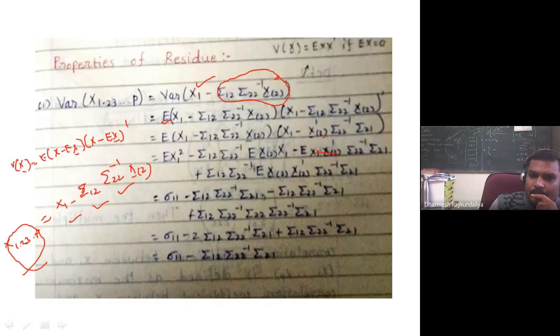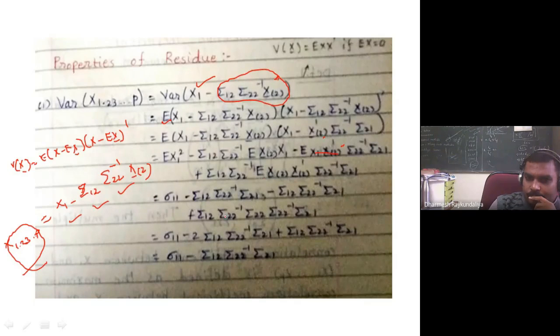And then you multiply this with this, so expectation of sigma 1 2, sigma 2 2 inverse outside, then expectation of x2 transpose, and this sigma 2 2 inverse sigma 2 1, I have taken outside. Now we know that this is nothing but sigma 2 1, so I can have sigma 1 1, sigma 1 2, sigma 2 2 inverse, sigma 2 1, and this is nothing but sigma 1 2, sigma 2 2 inverse, sigma 2 1.